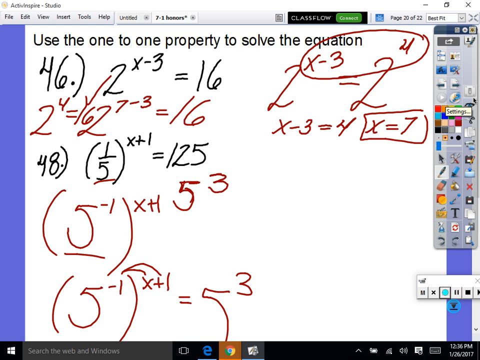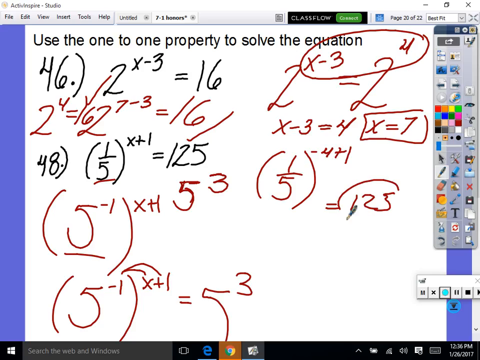Now watch, let's go check it. Yep, so let's plug in -4 up here. Take your calculator. We're plugging in -4 plus 1. So what do you get when you calculate that? 125. So it really did truly work out. So you can always check your answers with these. So we just got them in the same base. So you knew it was 125.